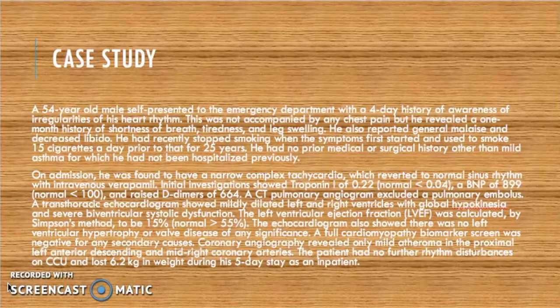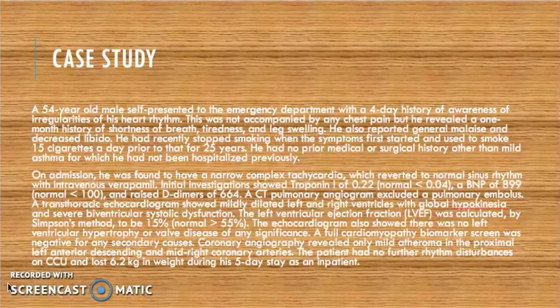He had recently stopped smoking when the symptoms first started and used to smoke 15 cigarettes a day prior to that for 25 years. He had no prior medical or surgical history other than mild asthma for which he had not been hospitalized previously. On admission, he was found to have a narrow complex tachycardia, which reverted to normal sinus rhythm with intravenous verapamil. Initial investigation showed troponin I of 0.22, a BNP of 899, and raised D-dimers of 664. A CT pulmonary angiogram excluded a pulmonary embolus.